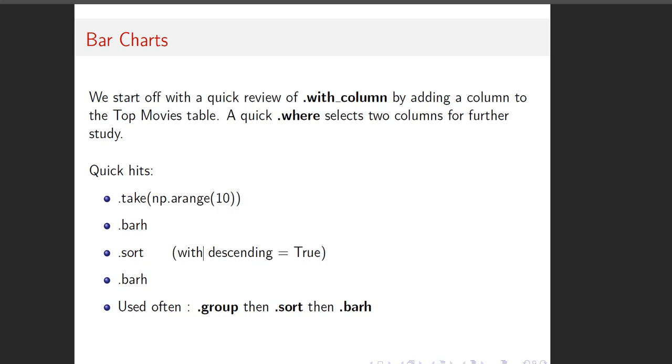If I use sort with descending=True, it will sort from the top down, so the best will be at the top. We do this a lot with .group, .sort, and then barh, and of course the descending=True on the .sort. That's called a Pareto graph. So we're going to start off taking a look at all of that.